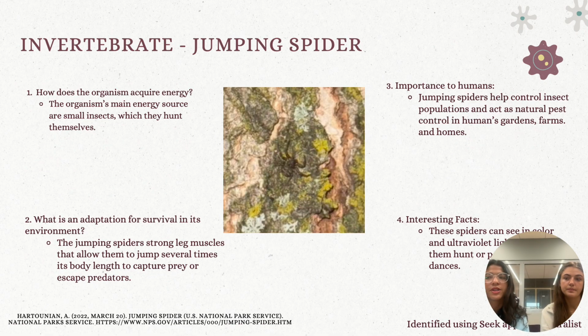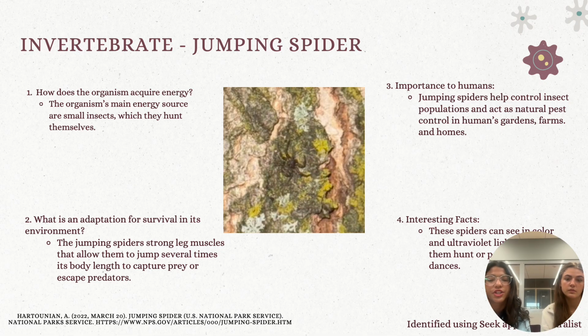For the invertebrates, we also did the jumping spider. How does the organism acquire energy? The organism's main energy source is small insects, which they hunt themselves. What is an adaptation for survival in its environment? The jumping spiders have strong leg muscles that allow them to jump several times their body length in order to capture prey or to escape predators.